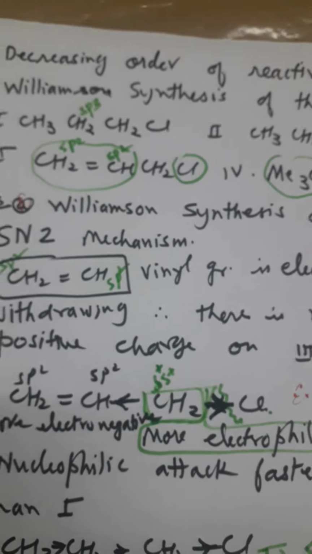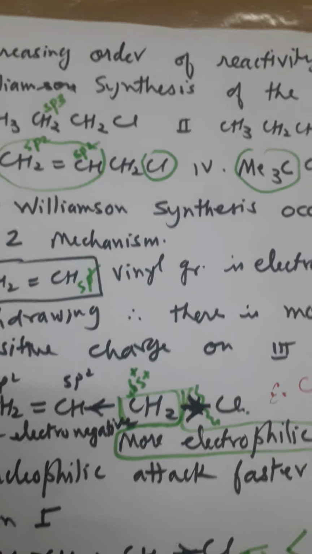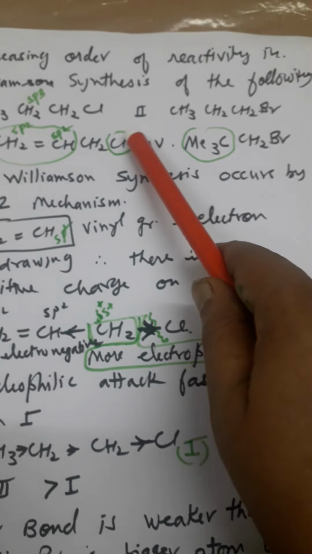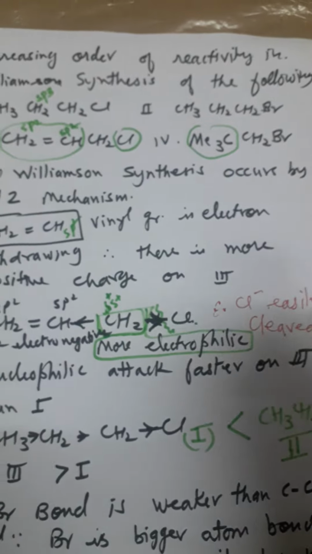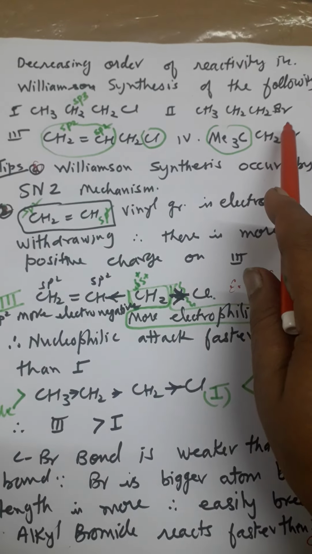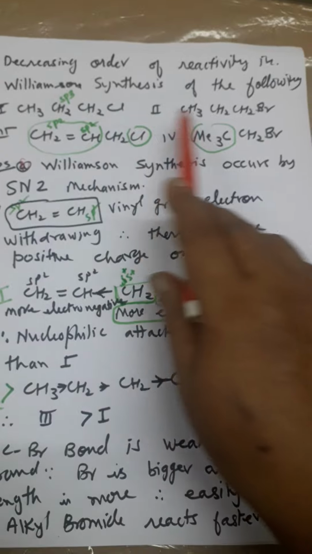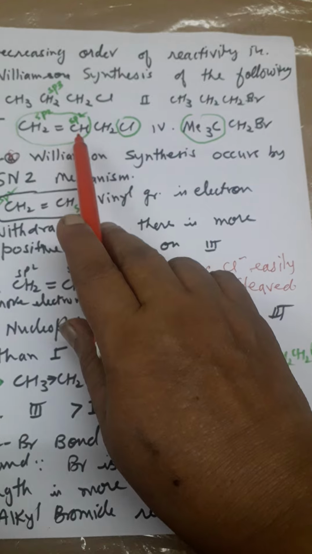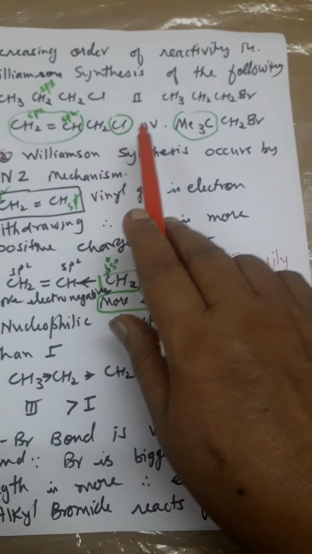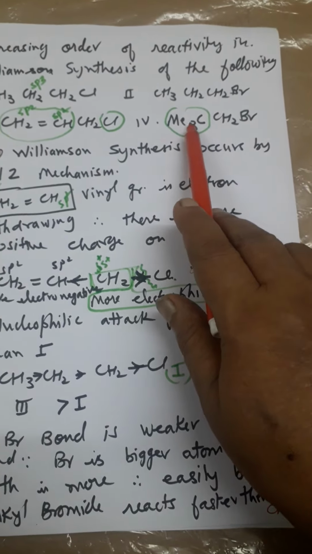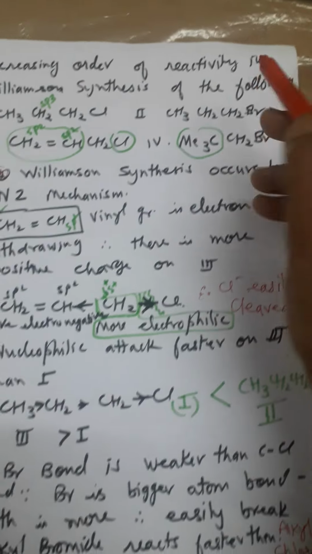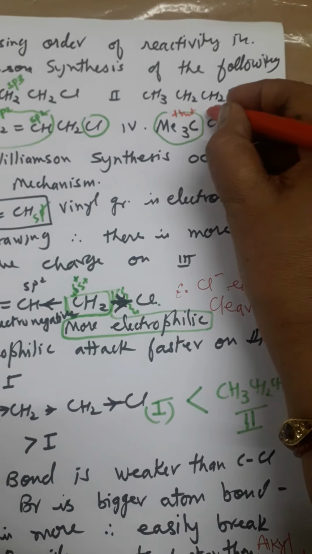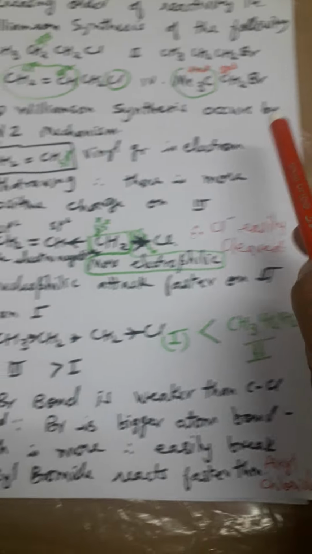Now we'll see here. Write the question: decreasing order of reactivity in Williamson synthesis of the following compounds. That is CH3CH2CH2Cl, CH3CH2CH2Br. This is 1-chloropropane, this is 1-bromopropane, this is allyl chloride. Write CH2=CH-CH2Cl, and the fourth one is Me3C-CH2Br. What does it mean? This is a tert-butyl group, so the tert-butyl group is attached to this carbon. Clear?